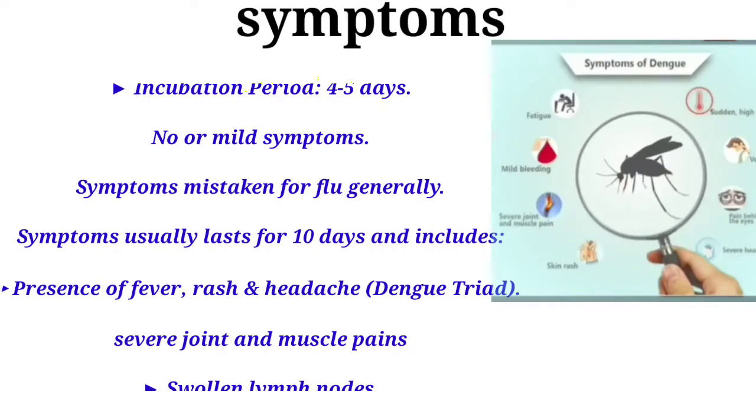In many cases, symptoms will be mild and may be mistaken for the flu or any other infection. Symptoms of this disease generally last for 2 to 10 days. And the symptoms include fever, body rash and headache. These three symptoms, fever, rash and headache, are also called the dengue triad.